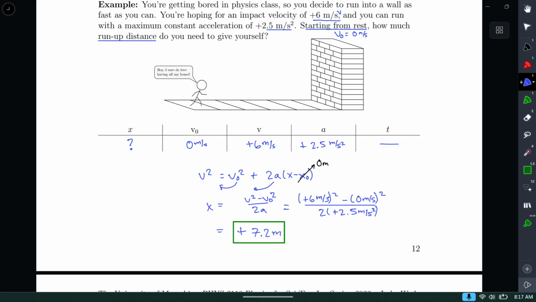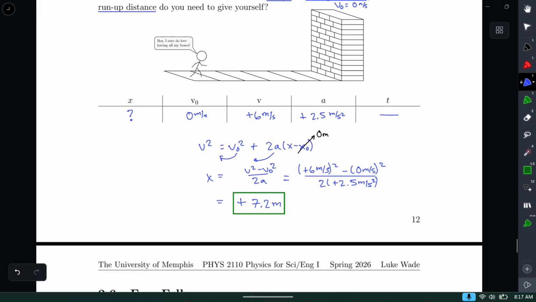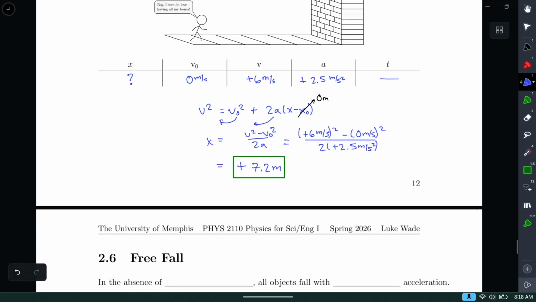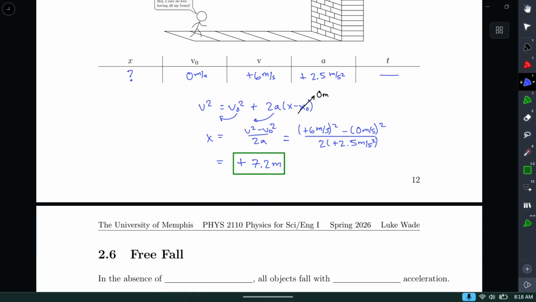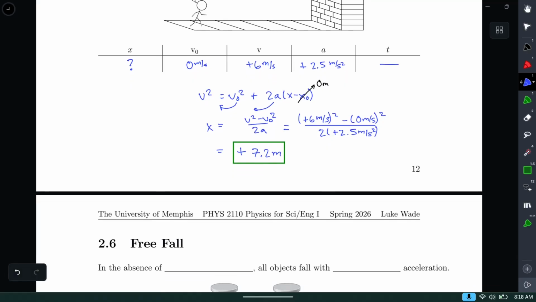So that's 20 to 30 feet of run-up distance. So if you're going to run at about 12 miles per hour straight into a wall, you want to give yourself about 30 feet of run-up distance, 25 to 30 feet. Oh, I'm sorry, this 7.2 is 25 to 30 meters. It's 25 to, I mean, 30 feet. So one meter is about 3 feet. I just say that because we're used to thinking in feet in the US, so it maybe gives you a better feel for the answer.